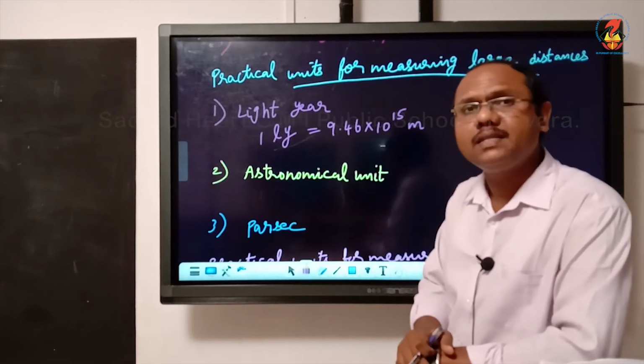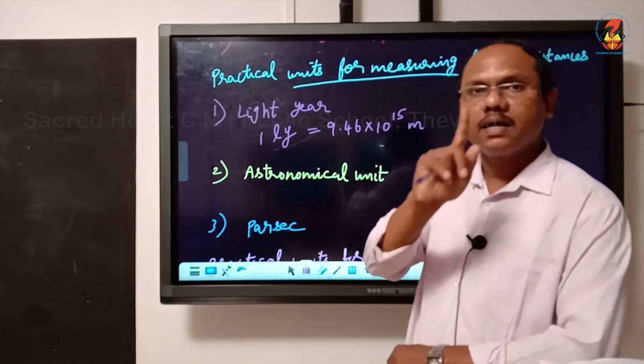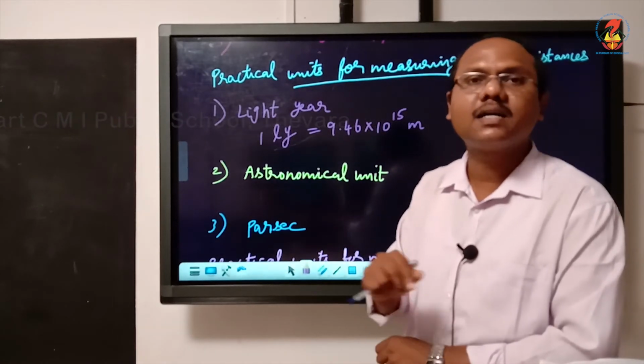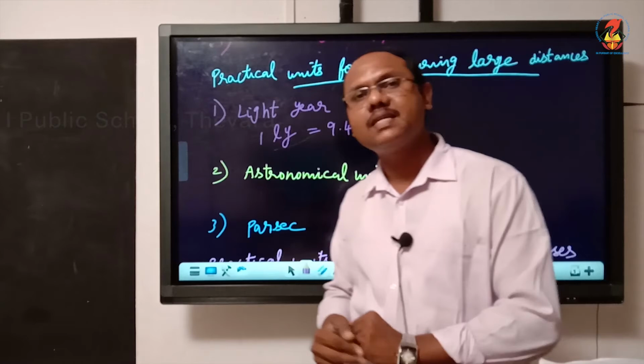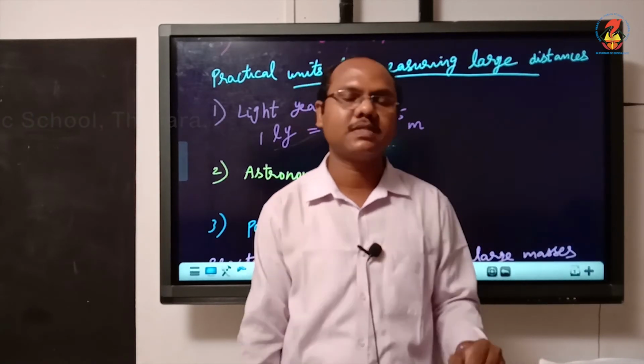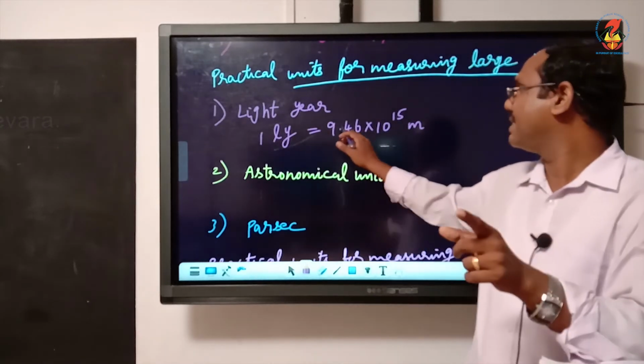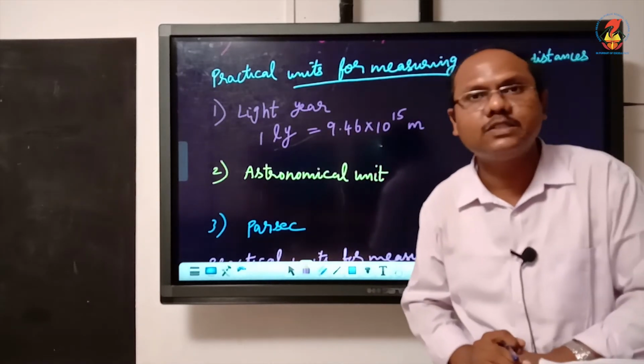What is the speed of light in vacuum? In 1 second, the speed of light is 3 lakh kilometer per second, or we will say 3 into 10 raised to 8 meter per second. And in 1 year, the distance travelled by the light is 9.46 into 10 raised to 15 meter.